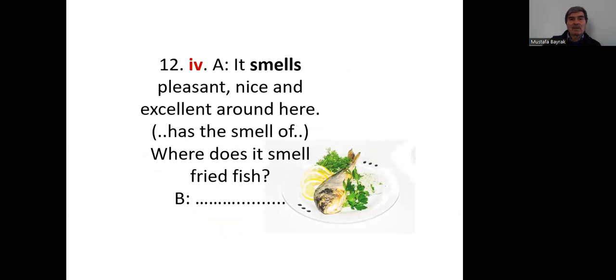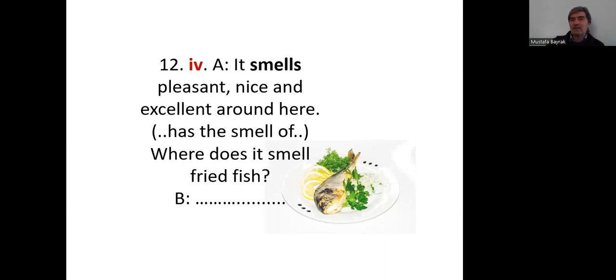Now, Roman number 4. It smells pleasant. This is the state of the object. Nice and excellent around here. Sometimes everywhere is an object. It smells pleasant. The weather maybe, the atmosphere smells pleasant, nice, and excellent around here. This place has the smell of beauty.